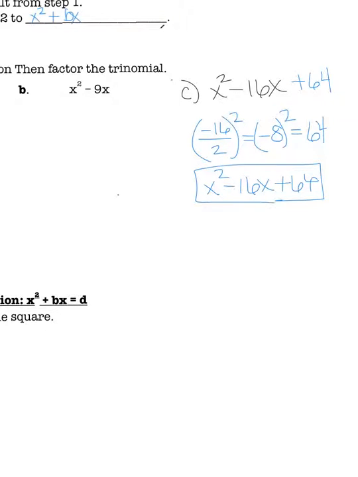That's the first part of the directions. Now the second part said to factor the trinomial. So in order to factor it, like I said, don't skip this middle step because the minus 8 is actually how it gets factored. So we have (x minus 8) squared, and that is your trinomial factored.